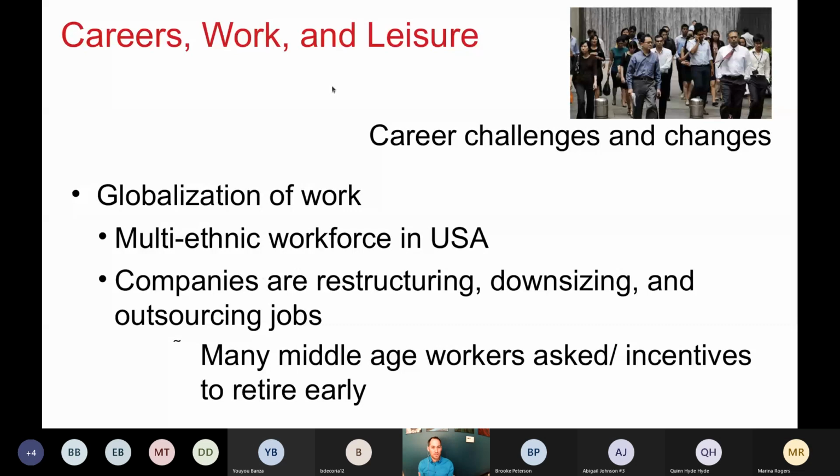So there are challenges with the systems that we live in in relation to careers. There are a lot of companies that are restructuring, downsizing, and outsourcing jobs outside the U.S. so they can pay less for labor. With this, a lot of middle-aged workers or late adults are asked to leave or incentivized to leave and retire earlier.